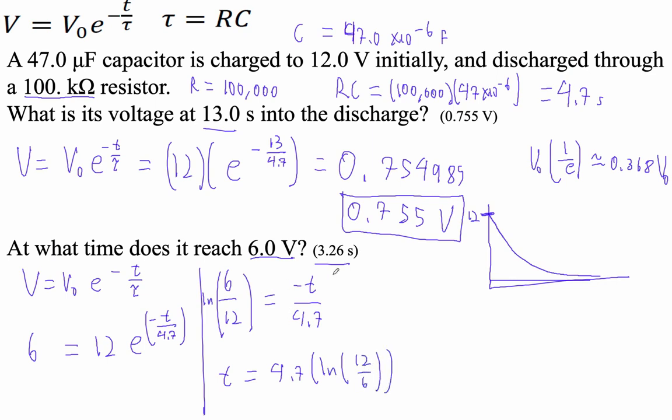And you're like, what happened to the minus sign? I just took the inverse of what's in the natural log. Isn't that true? The natural log of a is equal to the opposite of the natural log of 1 over a. I think that's correct. Let's see if it works. 4.7 times the natural log of 12 divided by 6. Could have just put a 2 in there. That's 3.2577 seconds. I stand by what I just said. So 3.26 seconds.